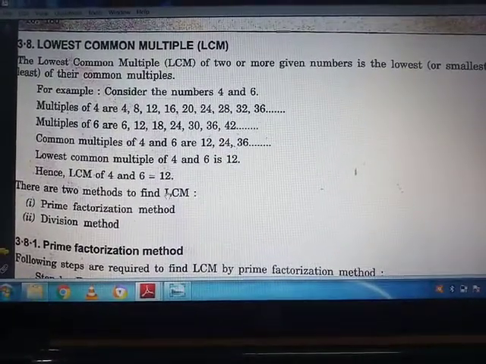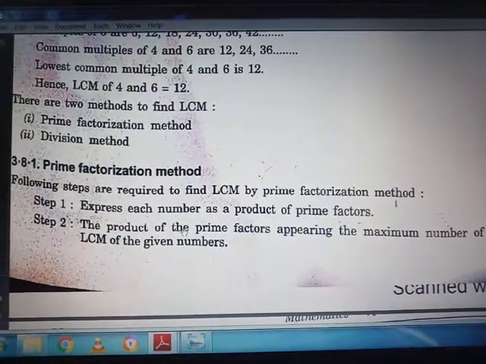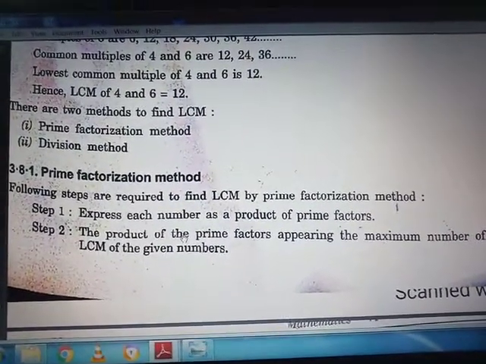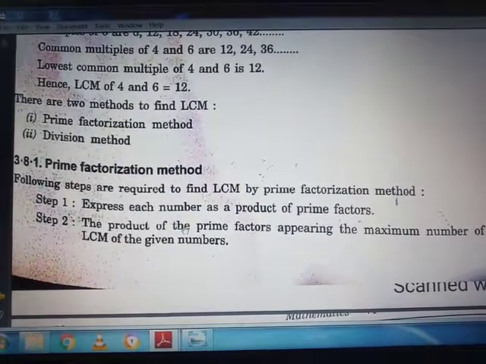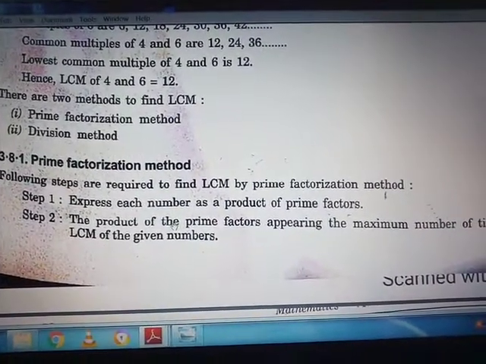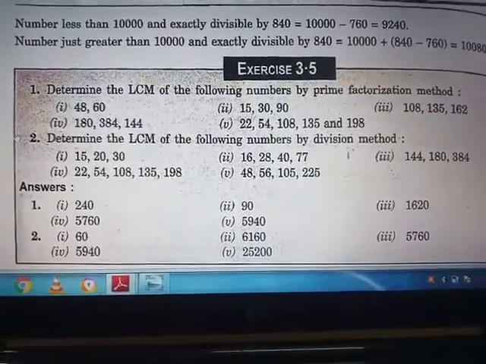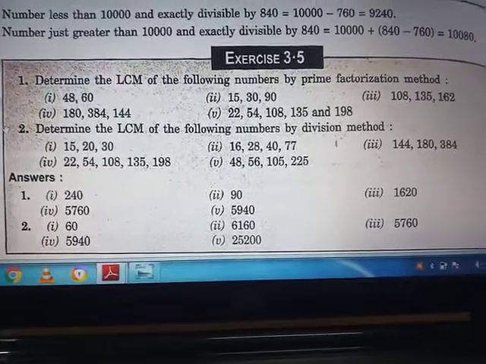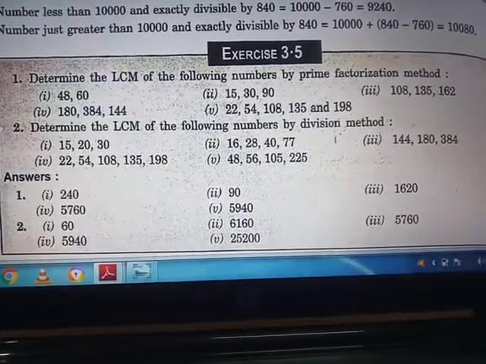Let's see this. There are two methods to find the LCM, that is the prime factorization method and the division method. We will see the questions based on these two methods and solve them. Now you can see exercise 3.5. Here is question number 1. Determine the LCM of the following numbers by prime factorization method.